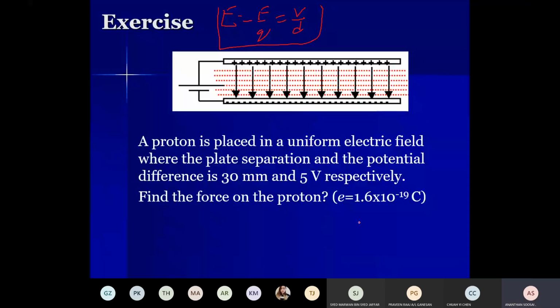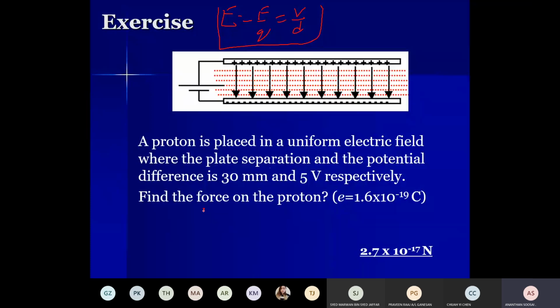The charge of a proton and an electron is the same, still 1.6 times 10 power negative 19. So what is the force? What formula do you use? You have to use these two formulas. To find the force, bring the Q to the other side: F is QV over D. Q is 1.6 times 10 power negative 19, V is 5 volt, and D is the separation, 30 mm, changed to meters. So you should get 2.7 times 10 power of negative 17.